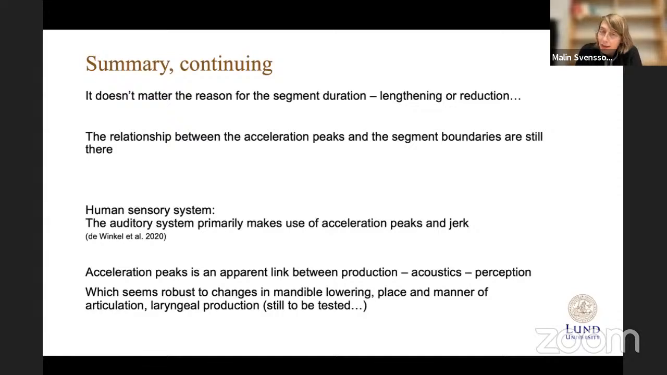Also, different aspects of our human sensory system react to different types of movement dynamics. So our vision picks up on speed or direction of a movement, while we listen primarily to acceleration peaks and jerk. So acceleration peaks are just such a wonderful and apparent link between production, acoustics and perception. It seems robust to changes in, for example, mandible lowering, place and manner of articulation, possibly also laryngeal production. This still needs to be tested.